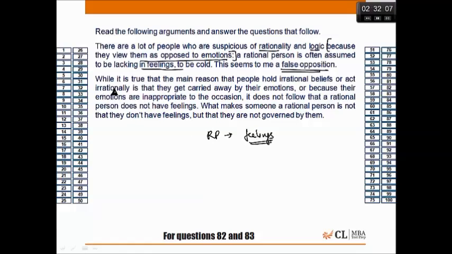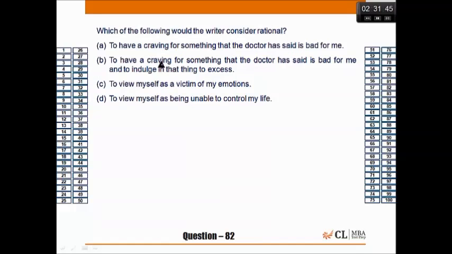Okay, great. While it is true that the main reason that people hold irrational beliefs or act irrationally is that they get carried away by their emotions, or because their emotions are inappropriate to the occasion, it does not follow that a rational person does not have feelings. Great. What makes someone a rational person, not that they don't have feelings? That they are not governed by them. Okay, this sounds okay. Let's see what it says.